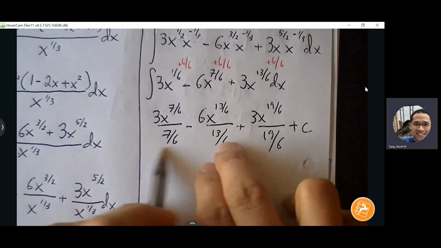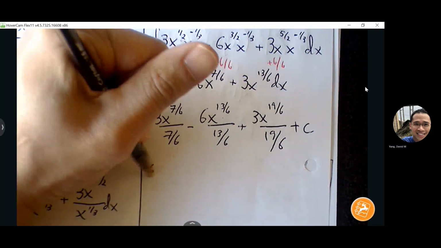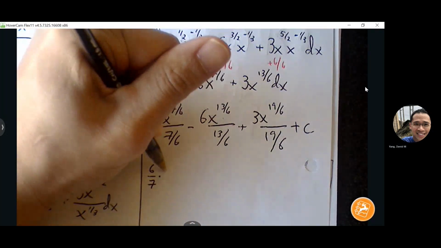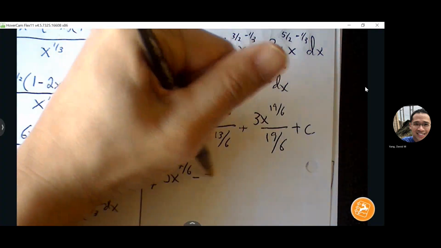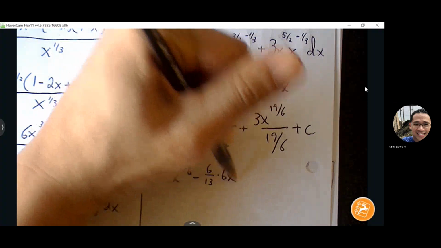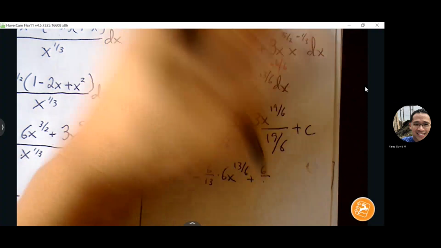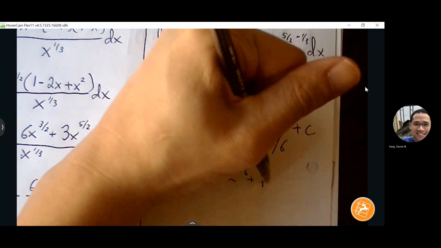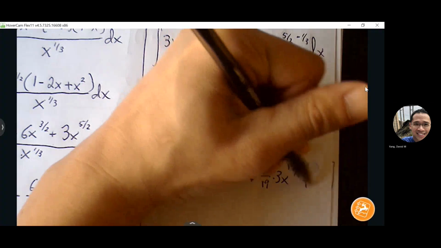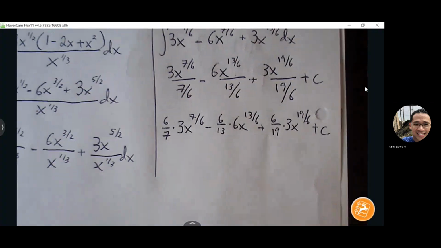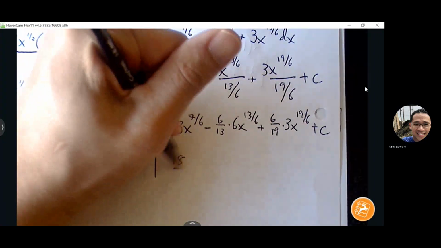I flip all the denominator fractions as reciprocals. Do some more cleanup here. I'm just going to multiply the numerators together.